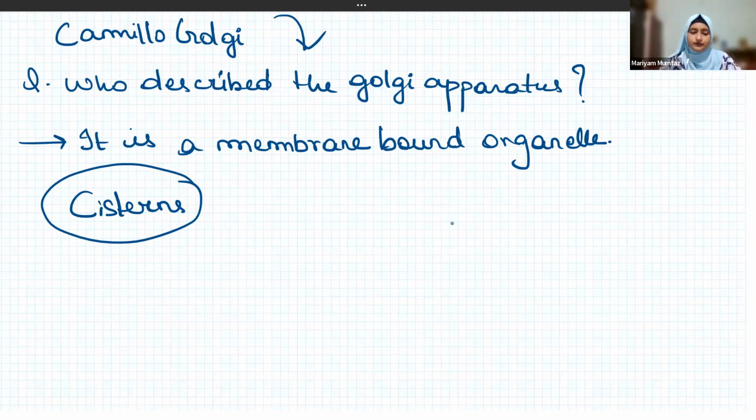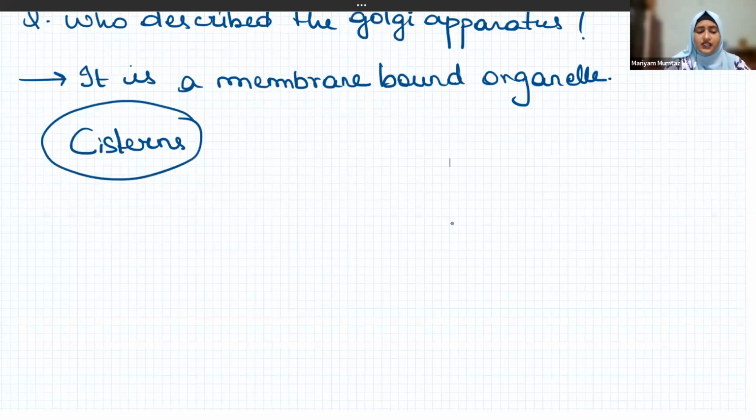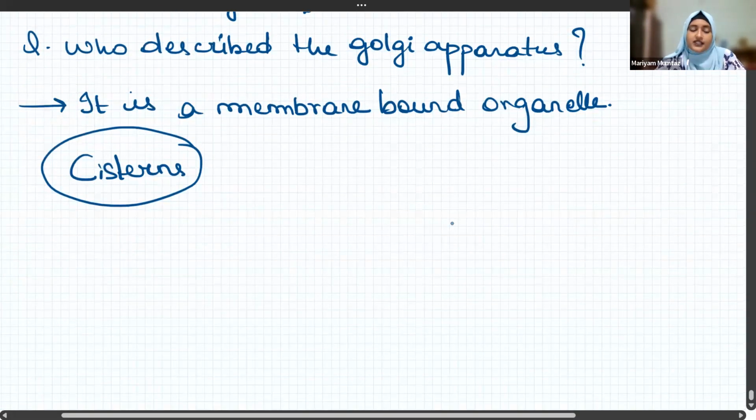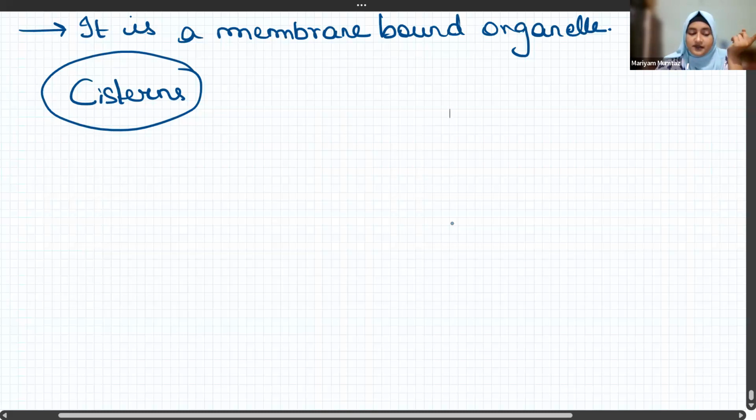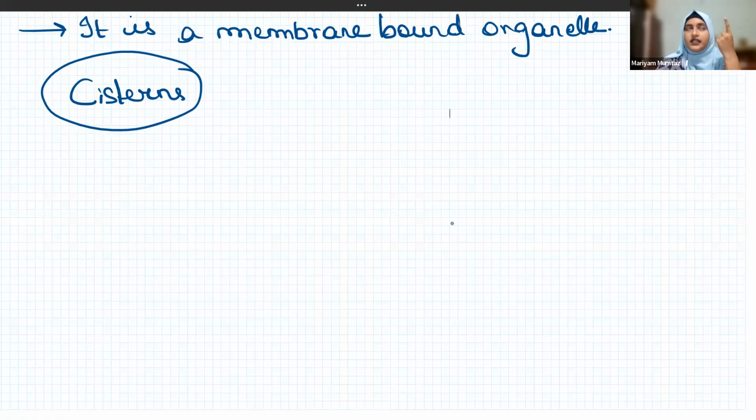Now see, the materials which were synthesized by the endoplasmic reticulum, meaning the protein and the lipid, are transported to the Golgi apparatus. As I said, the ER performs the function of transportation. So what the ER does is that it transports the materials to the Golgi apparatus. And now what is the function of the Golgi apparatus? It packages and dispatches to various targets.